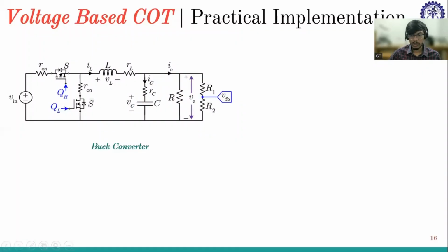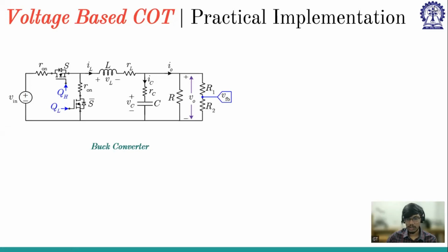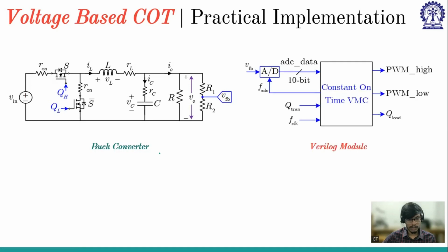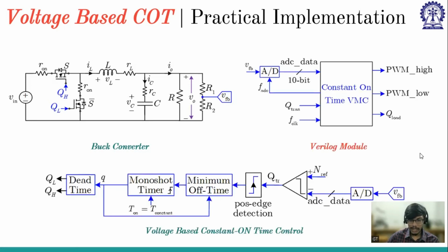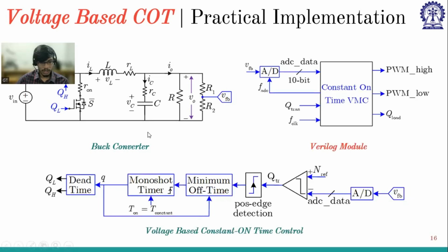Going into the architecture, this is the buck converter and the architecture of this is as follows. We have V feedback, the same feedback that is there. Now it is going into the ADC.